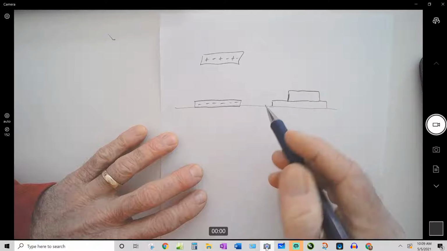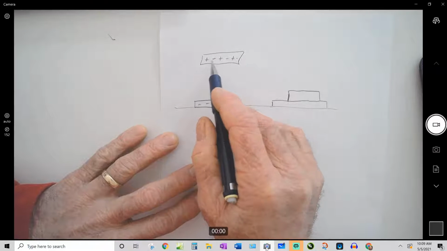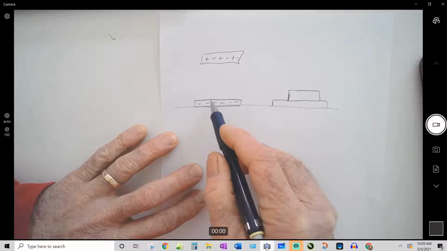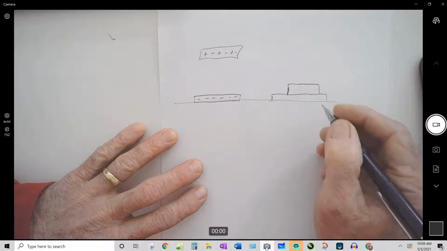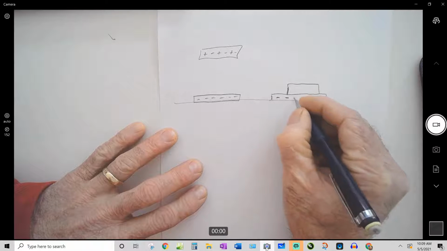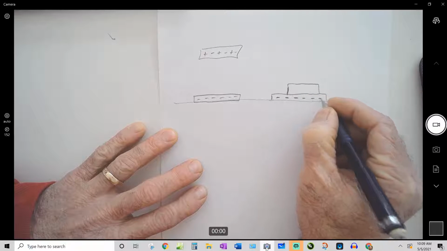So if anything, if these positive charges could move, they would move. Oh, sorry, that's what I meant. Yeah, I know. I'm always saying things backwards, so I understand.